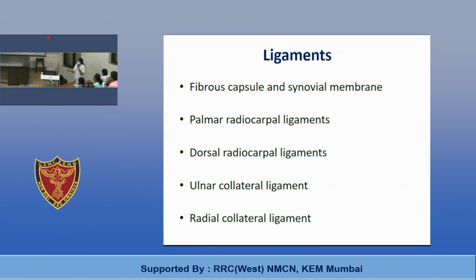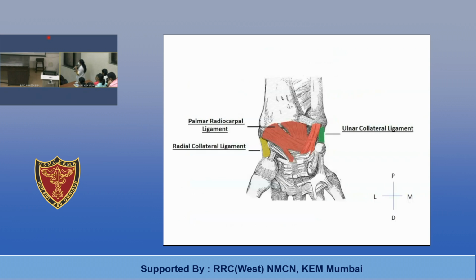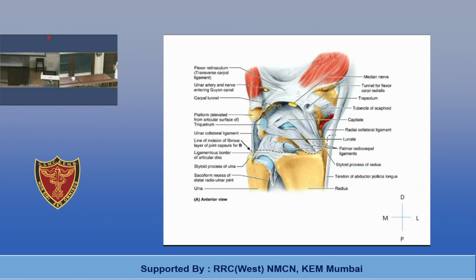It is thickened medially and laterally to form the collateral ligaments. This thin capsule is again strengthened by two ligaments, the palmar radiocarpal ligament and the dorsal radiocarpal ligament. Here you can see the ulnar collateral ligament and the radial collateral ligament of the wrist joint, and the palmar radiocarpal ligament extending from the lower end of the radius to the proximal row of the carpals. Similarly, there is a dorsal radiocarpal ligament strengthening the posterior part of the fibrous capsule. This diagram again depicts the radial collateral ligament, ulnar collateral ligament, and the palmar radiocarpal ligament.